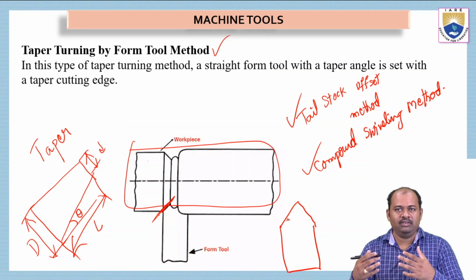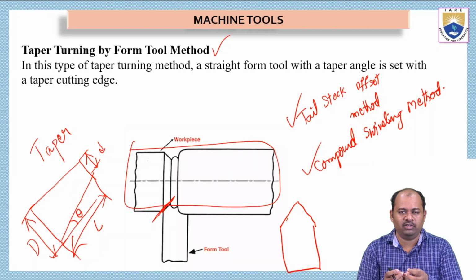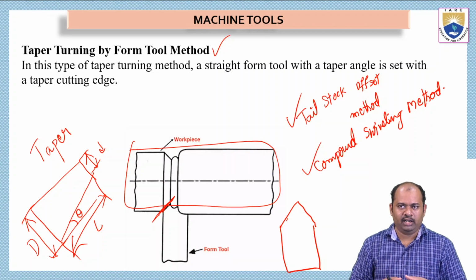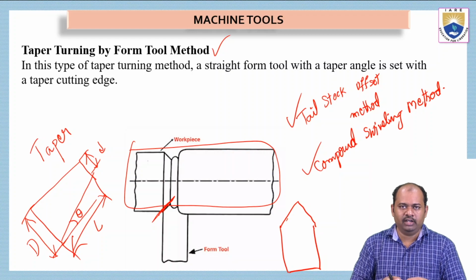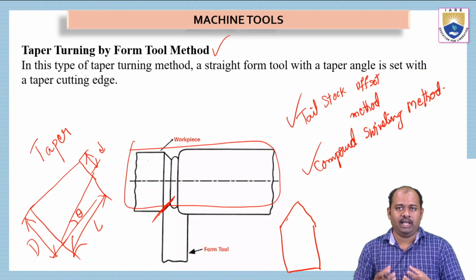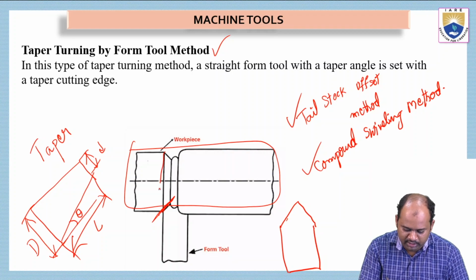So the tool itself is cut at an inclination. Whenever I touch the tool on the workpiece, it will form a taper. I don't have to do anything. I simply keep the workpiece rotating and I give the feed and depth of cut for the tool, which will create a taper. So this taper is formed like that.